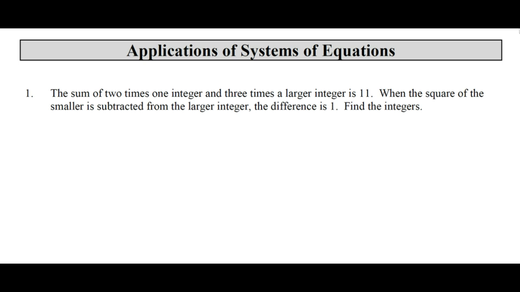What should the first thing I write be? Find the integers. What integers are we trying to find? What do we know about these integers? One of them is smaller, and one of them is larger. So what are we going to call the smaller integer? X. So we are going to start off with, let x be the smaller integer.